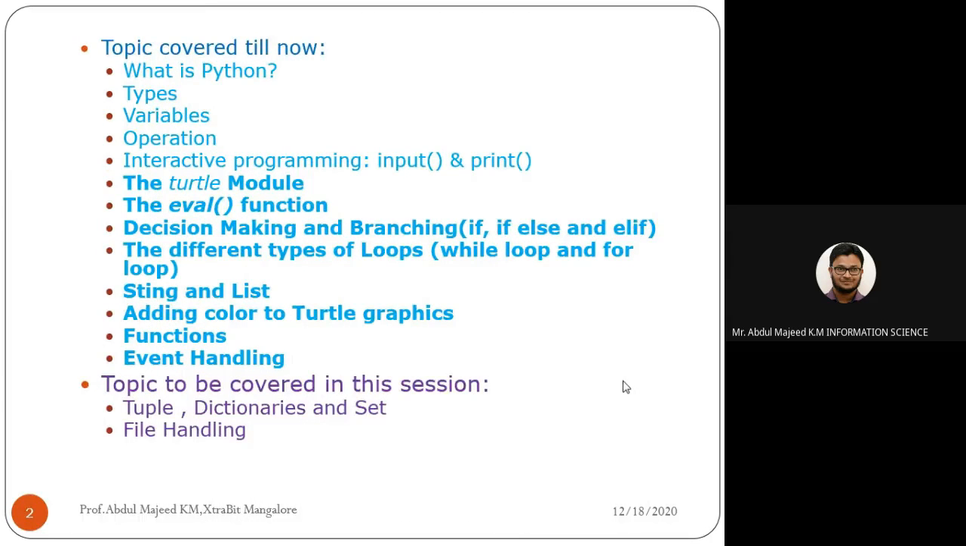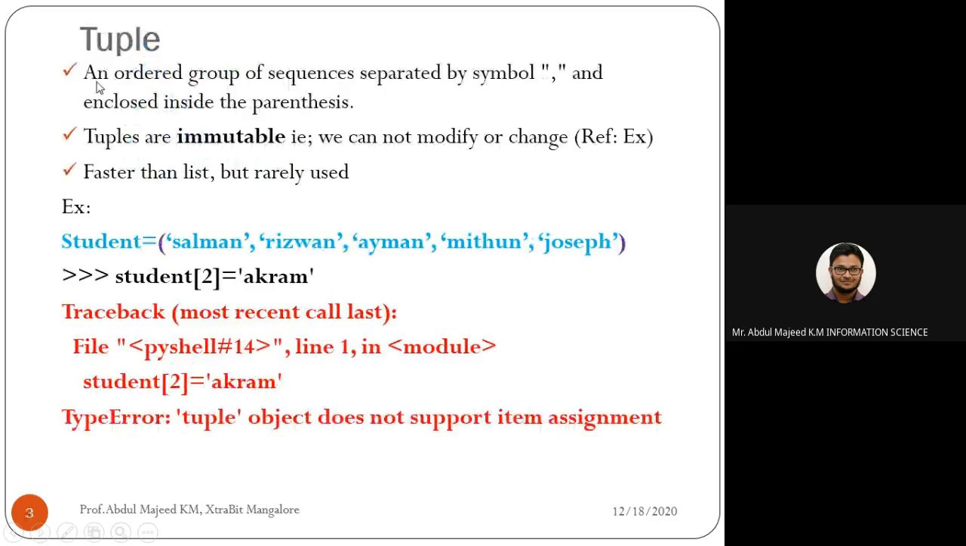Today we are going to cover tuple, dictionary, sets, data structure and file handling. So what is a tuple? A tuple is an ordered group of sequence separated by a comma and enclosed inside a parenthesis. Tuples are immutable. We cannot modify or change them. Faster than list but rarely used.